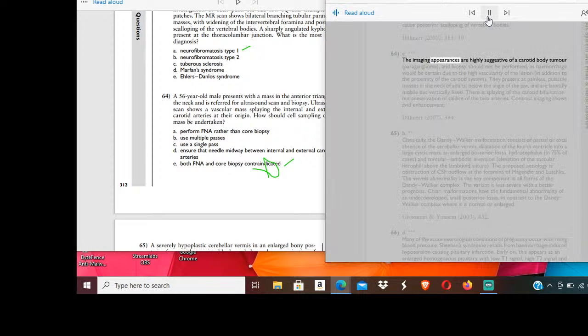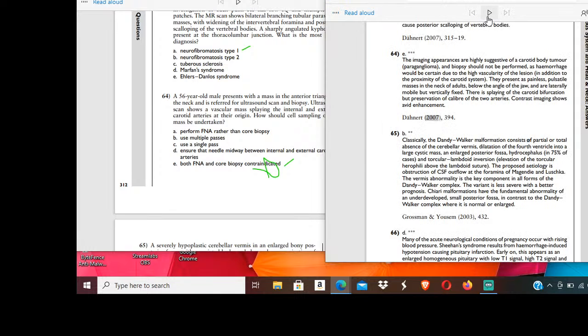64e. The imaging appearances are highly suggestive of a carotid body tumor, paraganglioma, and biopsy should not be performed, as hemorrhage would be certain due to the high vascularity of the lesion, in addition to the proximity of the carotid system. They present as painless, pulsatile masses in the neck of adults, below the angle of the jaw, and are laterally mobile but vertically fixed. There is splaying of the carotid bifurcation, but preservation of caliber of the two arteries. Contrast imaging shows avid enhancement. Dehnert, 2007.